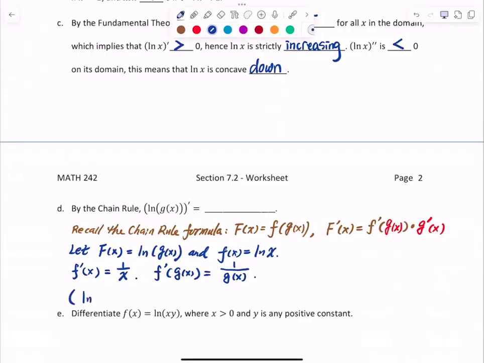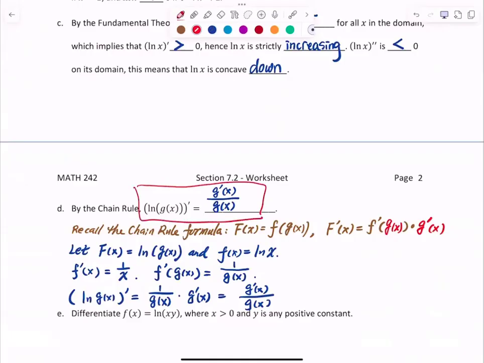The derivative of ln of g of x is f prime of g of x times g prime of x. The shorthand is g prime over g, basically, and it's derived from the chain rule. So this is a more useful formula, because most of the time you will differentiate not just ln x but ln of something else, a composite function. So that's the chain rule version of it.